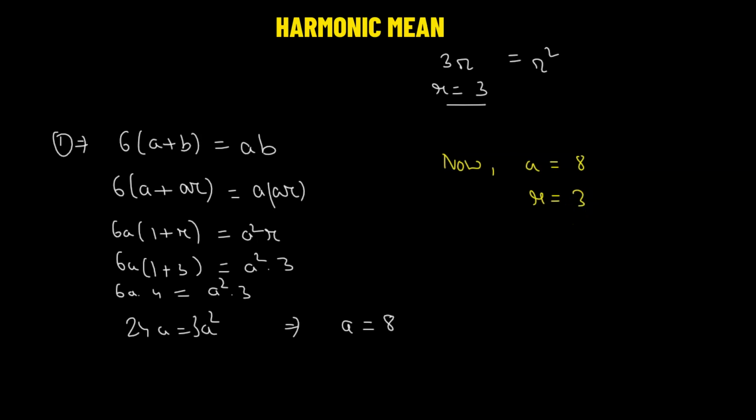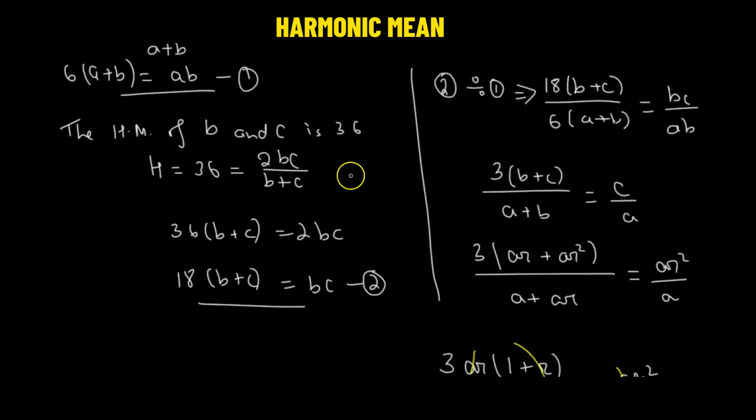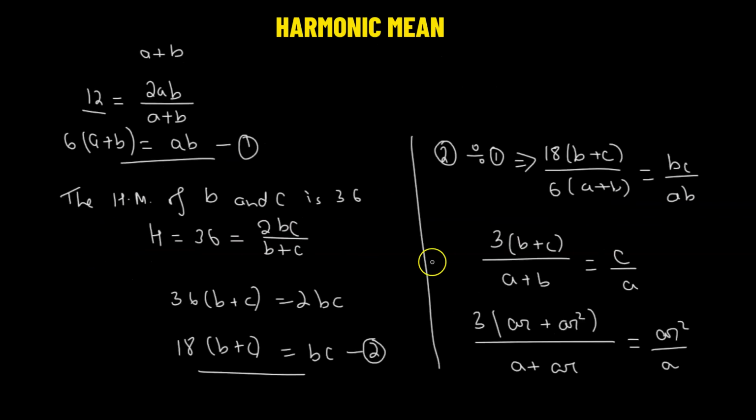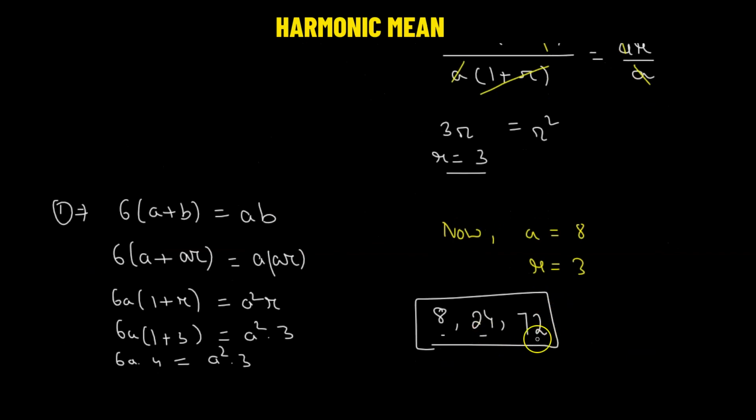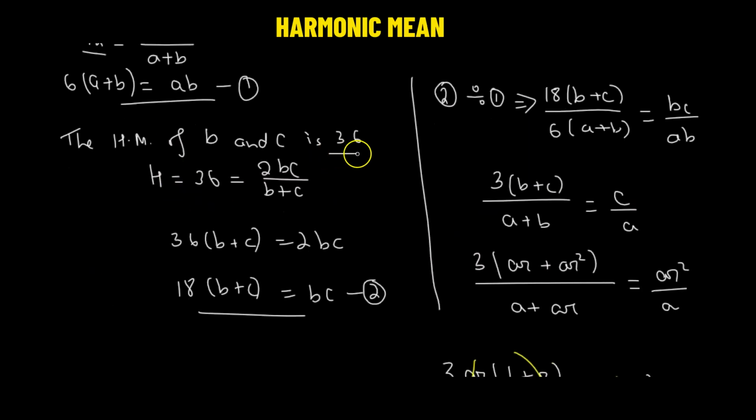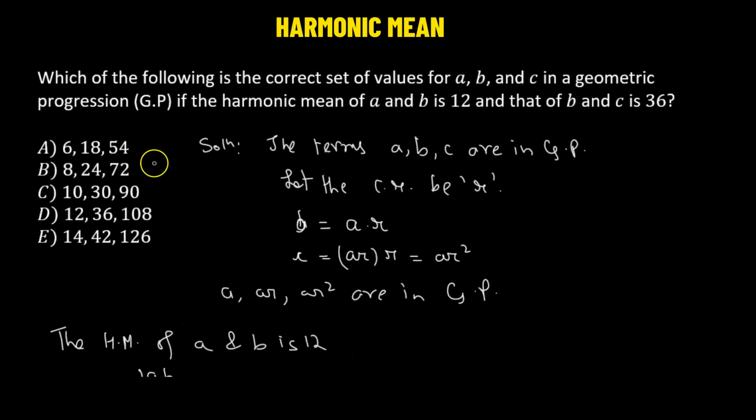So let's find out the 3 terms which are in geometric progression. So the first term will be A, that is 8. Then we have A times r, so that's going to give us the second term. So 8 times 3 is 24. And then to get the next term, all we have to do is multiply 24 with the common ratio 3. So that's going to give us 72. Fine. So these are the 3 numbers that are in geometric progression, such that if we take the harmonic mean of 8 and 24, that will be 12. And if we take the harmonic mean between 24 and 72, then we are going to get the harmonic mean as 36. So here, coming to the options, option B is the correct option.